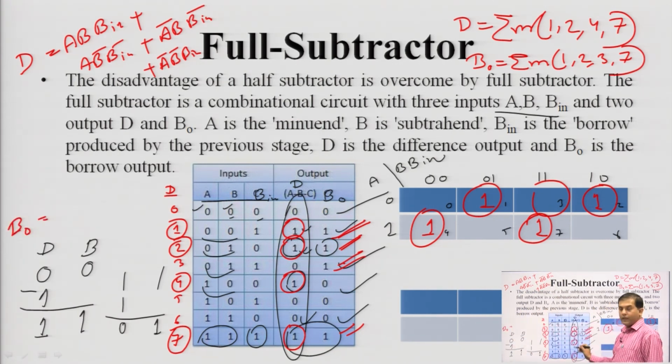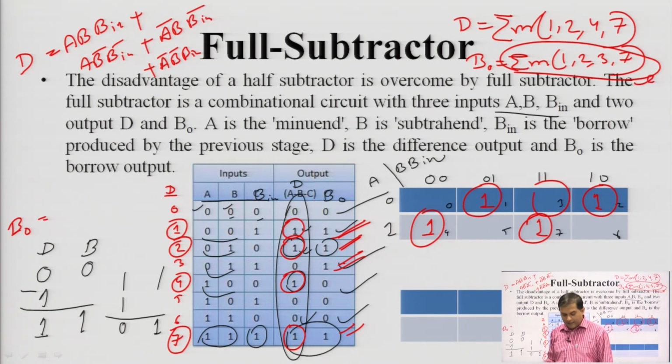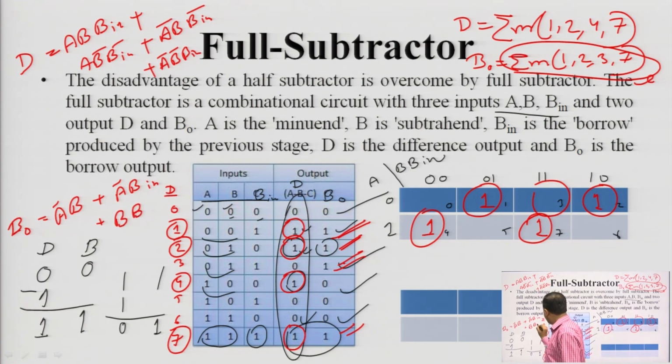And for borrow, B naught, we have the minterms 1, 2, 3 and 7. If we solve the K map for this, we get the minimized expression A bar B plus A bar B in plus B B in. So, this will be the format for borrow.